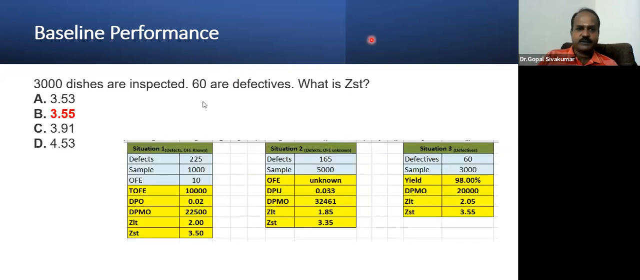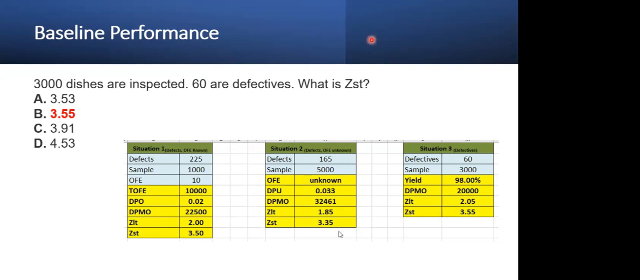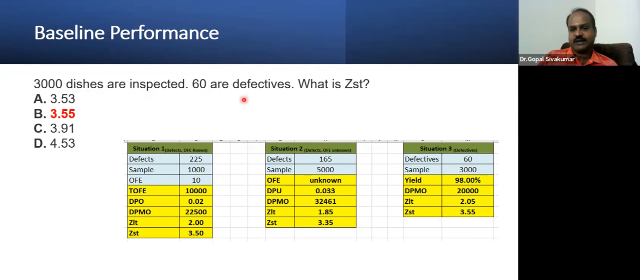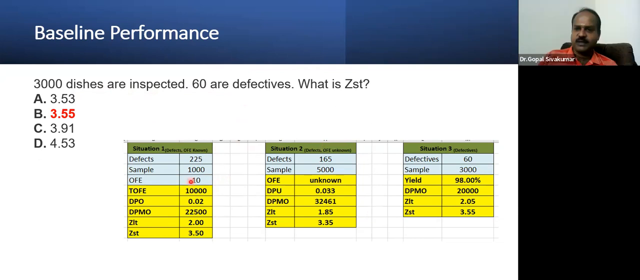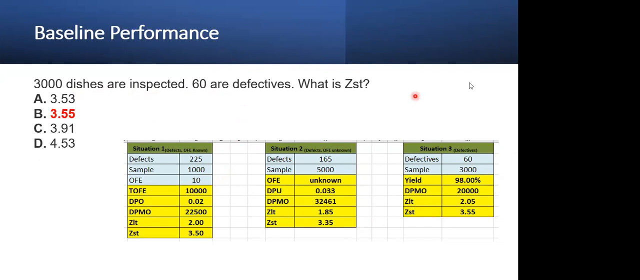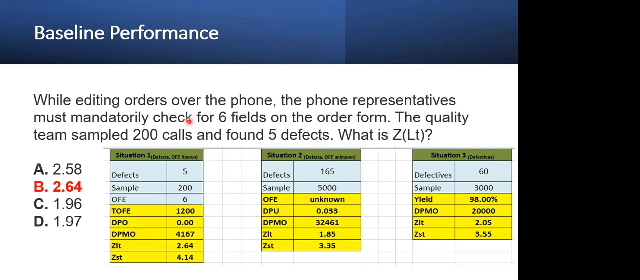This problem I already explained. I'm not going to explain it again. Only tell me which situation it fits into. 3,000 dishes are inspected, 60 are defective. Situation 1, situation 2 or situation 3? Situation 3, right? Situation 1 is for defects, 2 also for defects, 3 is for defective. All right. So we move on.